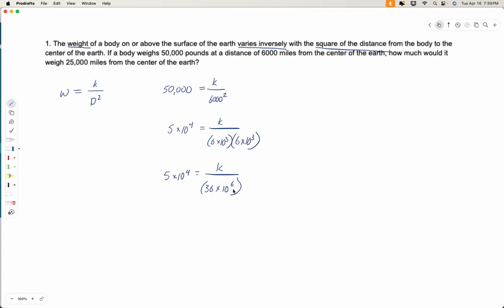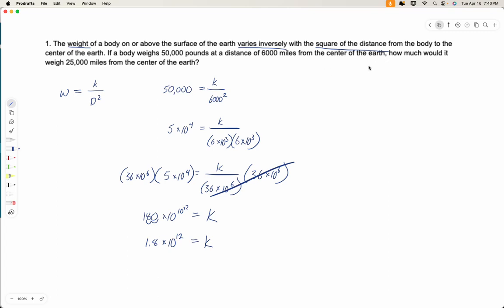So now I'm going to multiply both sides by 36 times 10 to the 6. I'm not going to worry about fixing that just yet. 36 times 10 to the 6, this would cancel. 5 times 36 is 180 times 10 to the 10, which is equal to k. We know we can't leave this 180, so we're going to move our decimal place 2 spaces. So 1.8 times 10, that was 2 spaces, so that'd be 12, is equal to k. Now we have our constant value.